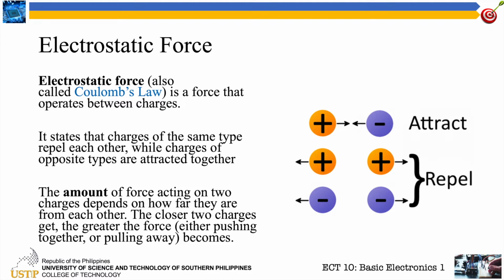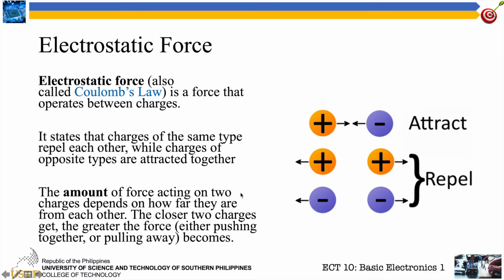Okay, and the concept of repulsion also states that charges of opposite types attract each other. So if you have negatively charged particles and positively charged particles and you combine them together, of course they are going to attract each other, just like the north pole and the south pole of our magnets. If they're in opposite poles, then there is a very strong force that will attract them to each other. Okay, and the amount of force acting on two charges depends on how far they are from each other.